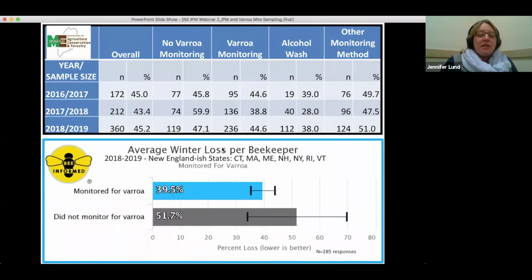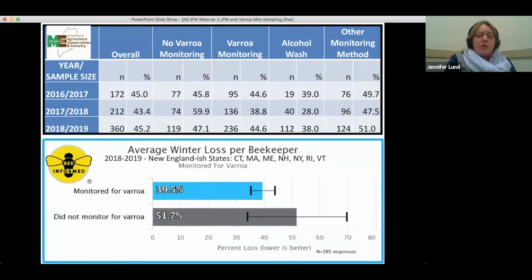And it's interesting because I have 3 years of data on the beekeeper data that they've sent in to me. So the top part of this slide is the 3 years, 2016-17, 2017-18, and 2018-19. And N is the number of beekeepers that fall within the category. So our overall losses range from somewhere between 43% to around 45%, a little bit above 45%.